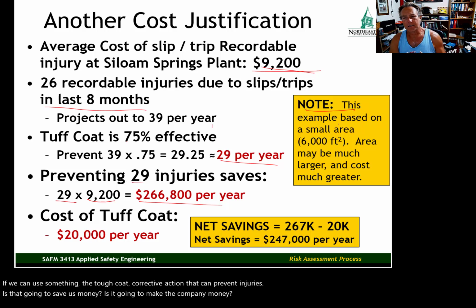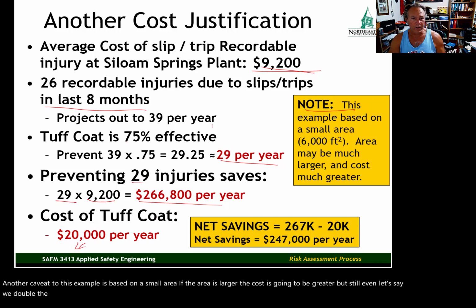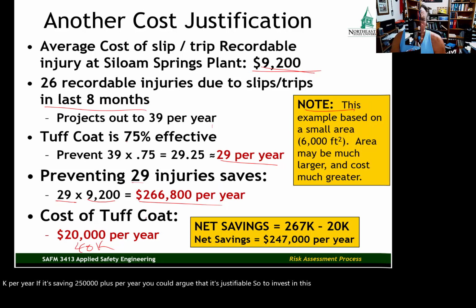Another caveat to this, this example is based on a small area. If the area is larger, the cost is going to be greater. But still, even let's say we double the area. Let's say it's $40,000 per year. If it's saving $250,000 plus per year, you could argue that it's justifiable to invest in this particular corrective action.